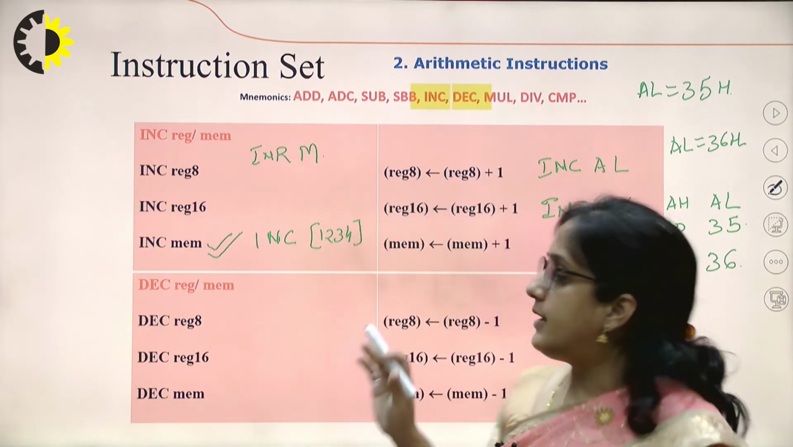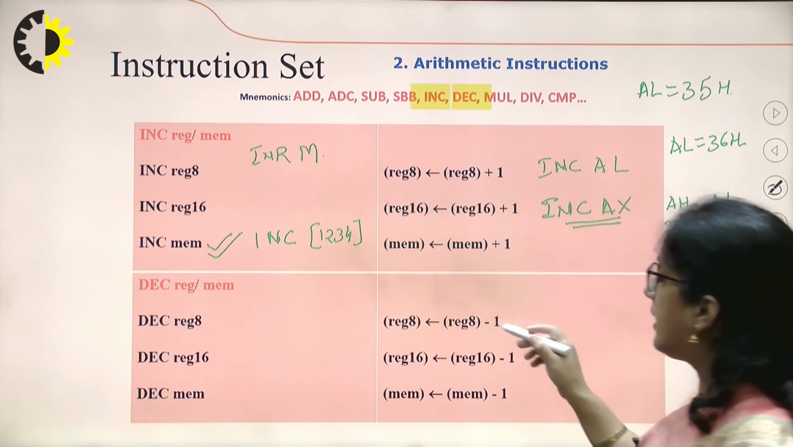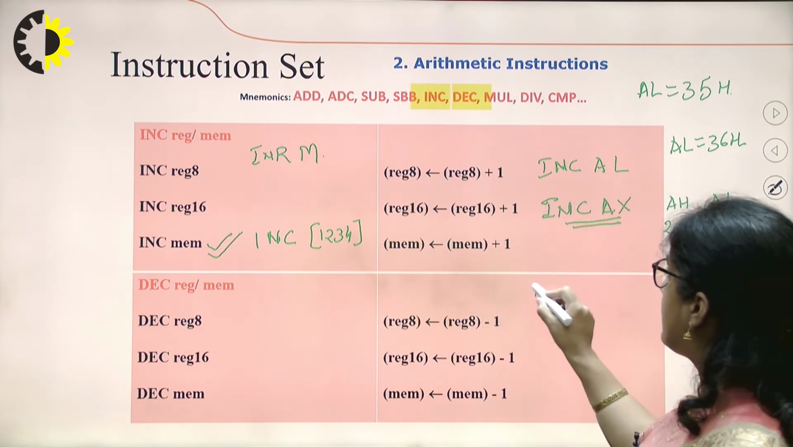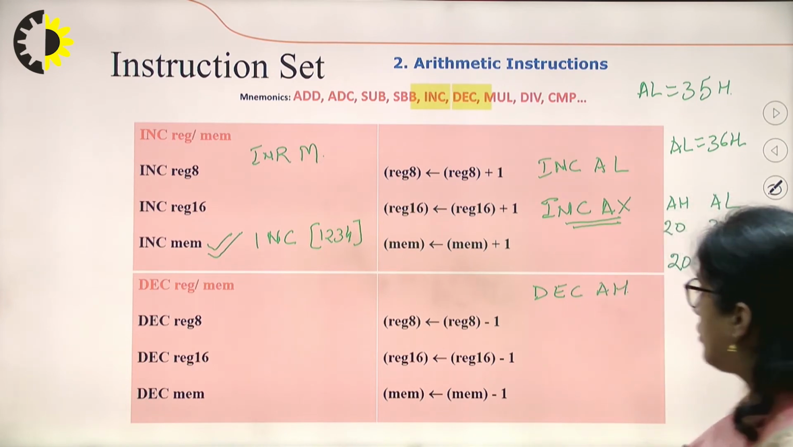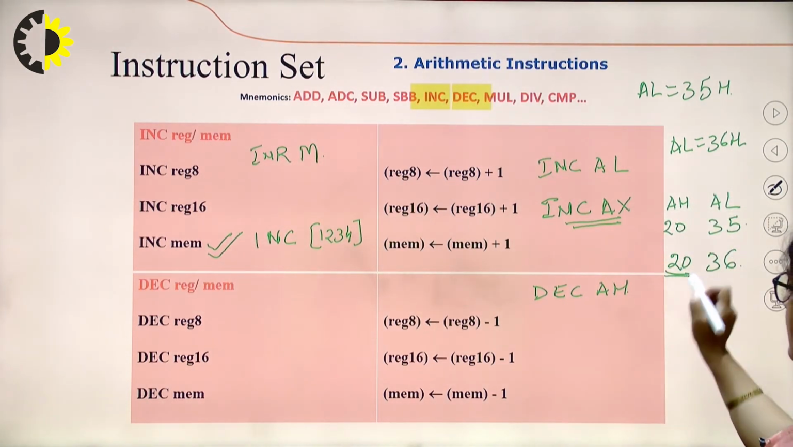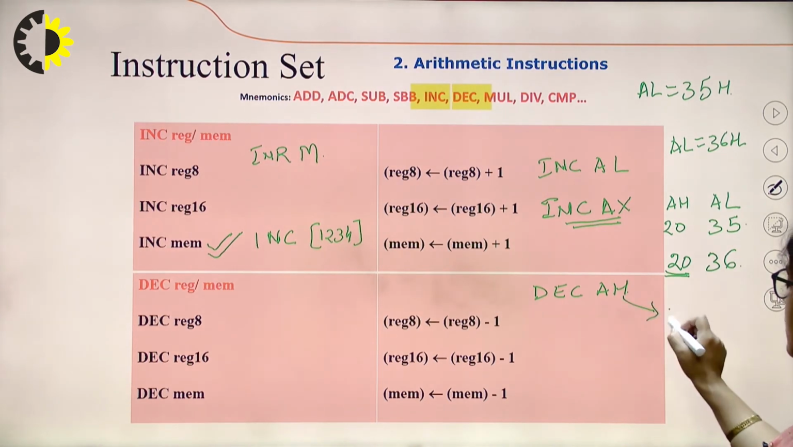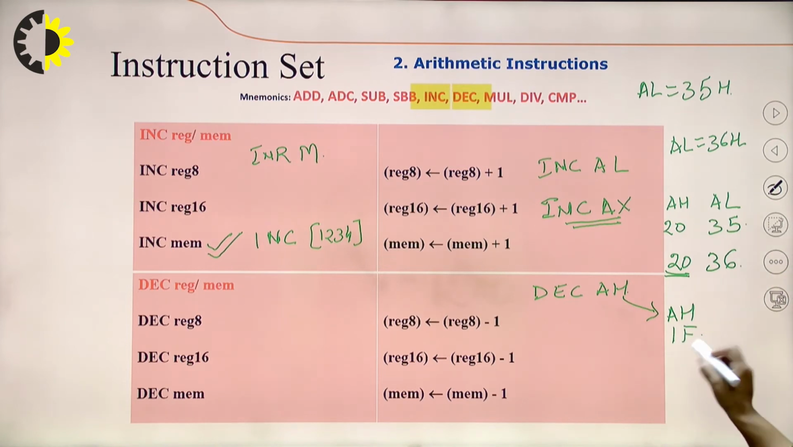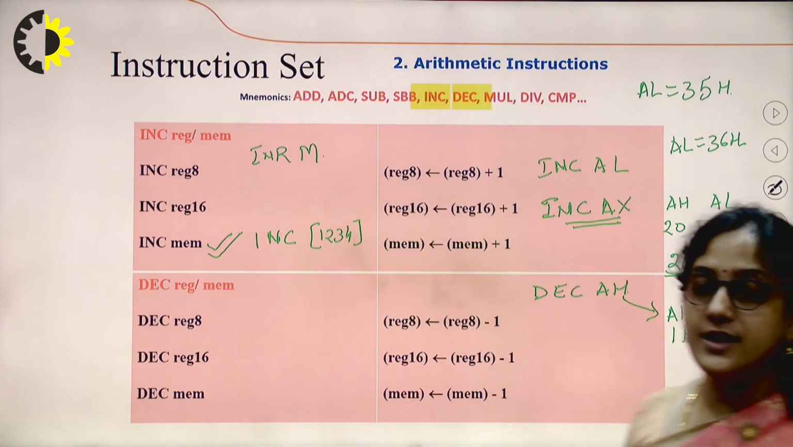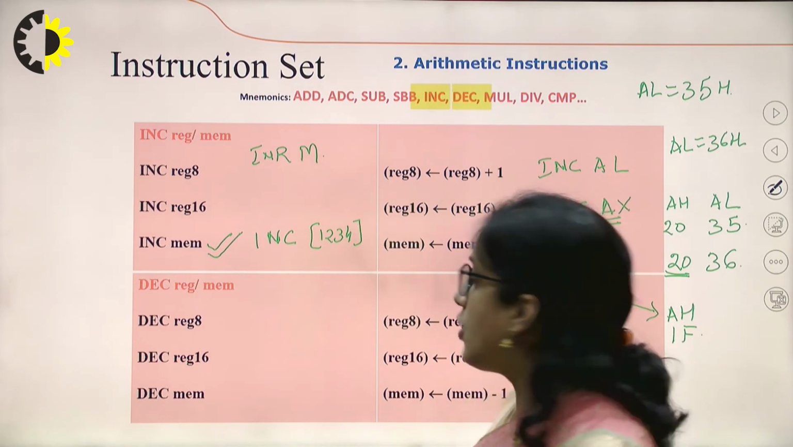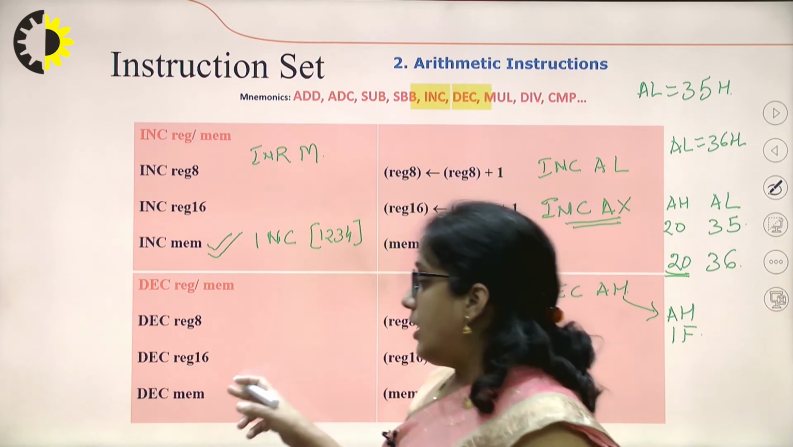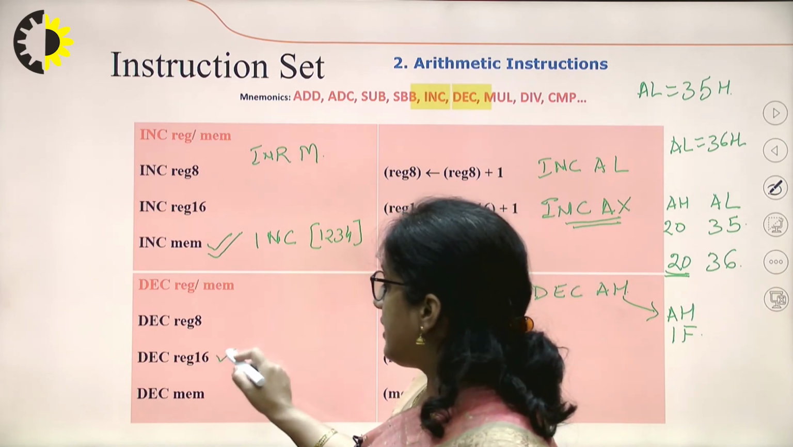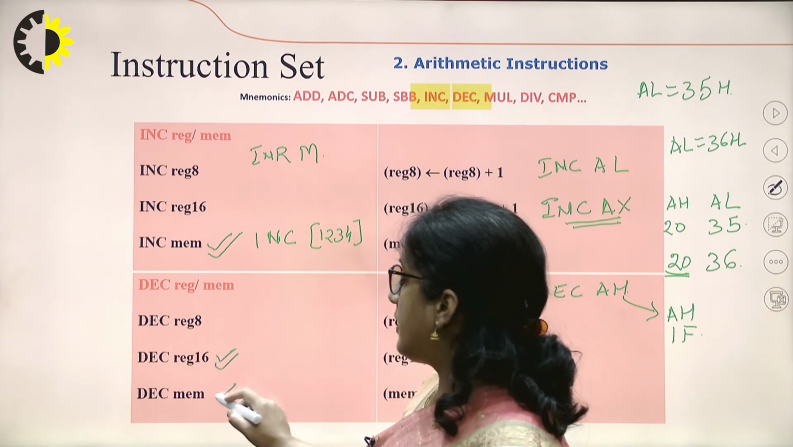In case of decrement, we are decrementing the value by 1. So if we are considering DEC AH, what will be the content? Initially it is 20. After execution of this instruction, AH will become 1F. You have to keep in mind that here we are dealing with hexadecimal numbers. It will not become 19, it will become 1F. Now we can have a decrement of 16 bits also, and we can have a decrement of memory content also.